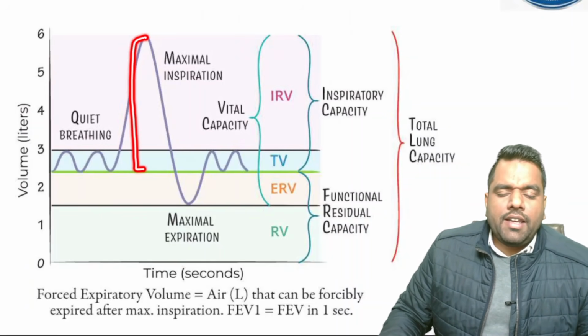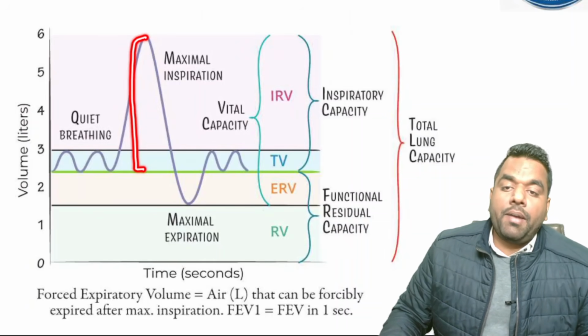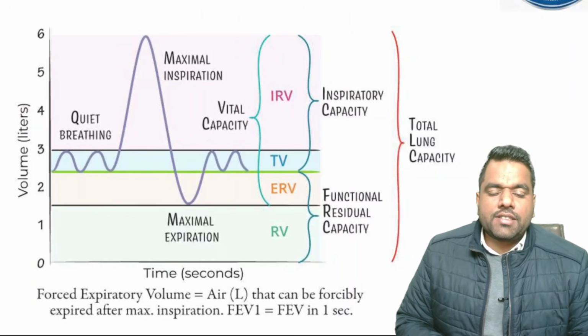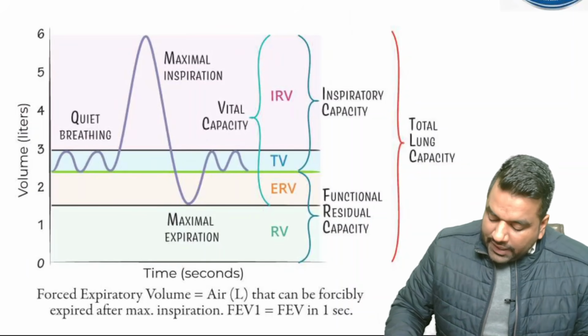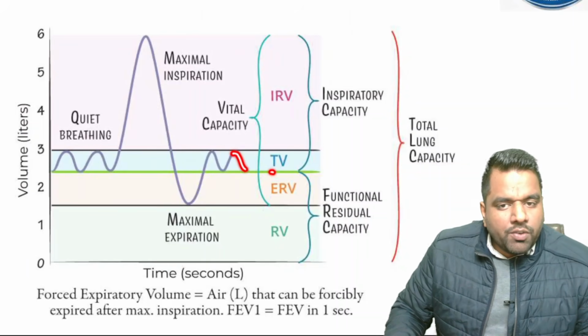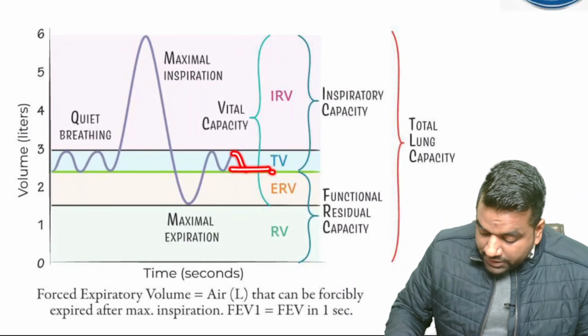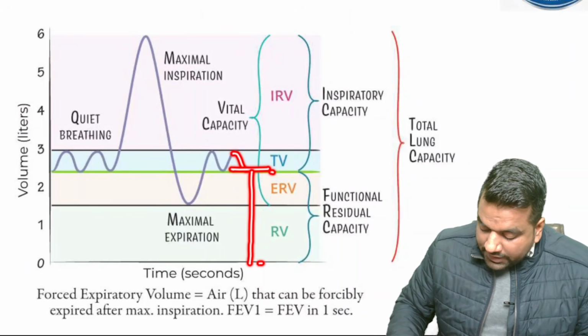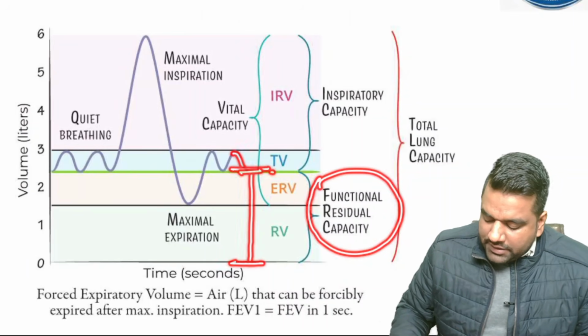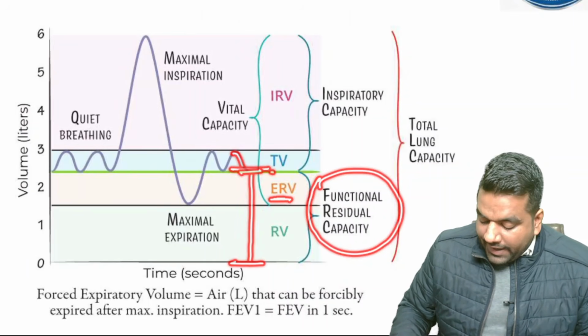The air which you can inspire normally and in the maximum condition, we call inspiratory capacity. Now guys, similarly, consider the air which is present after the normal exhalation, where your normal exhalation ends. The air which is remaining after the normal exhalation, we call FRC, which is the combination of ERV and RV.